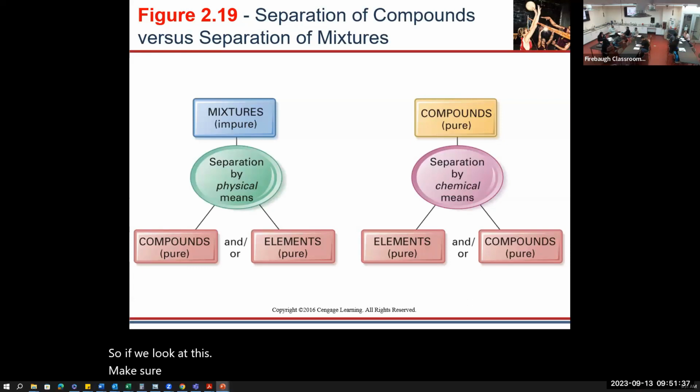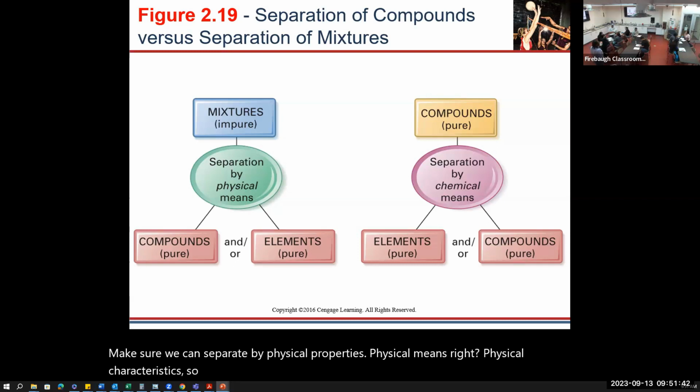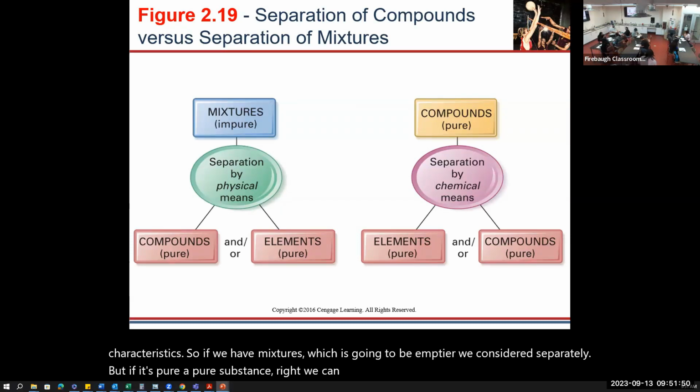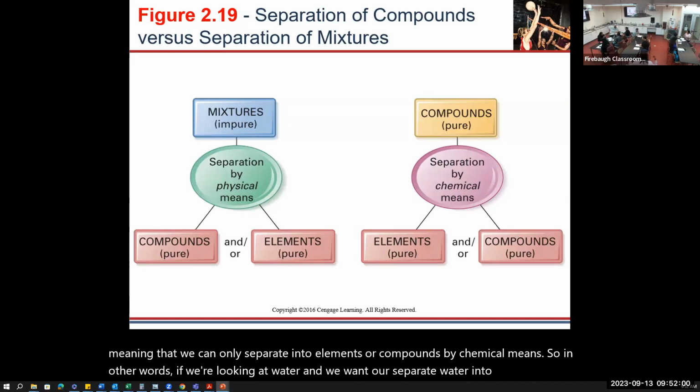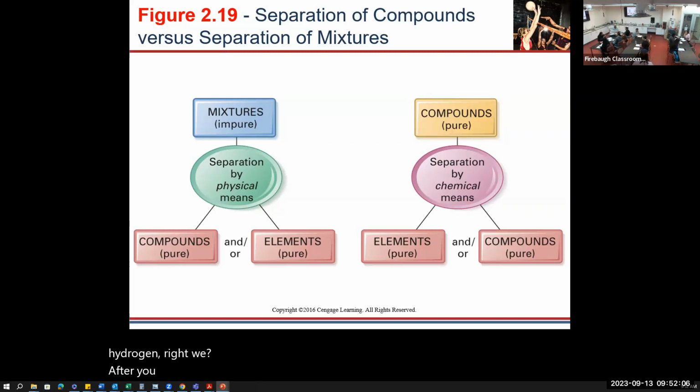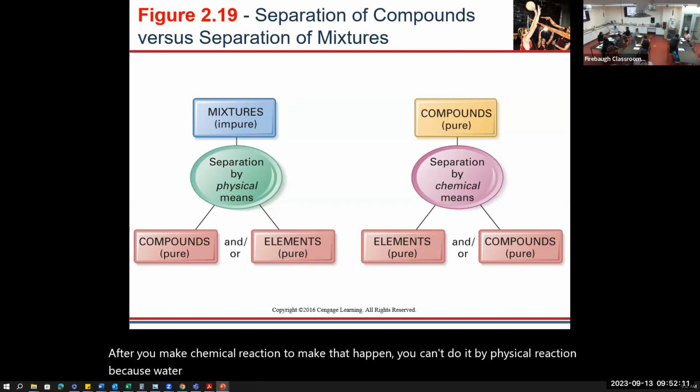Okay, so if we look at this, mixtures we can separate by physical properties, physical characteristics. So if we have mixtures, which is going to be impure, we consider it separate. But if it's a pure substance, we can only separate by chemical means, meaning that we can only separate into elements or compounds by chemical means. So in other words, if we're looking at water, and we want to separate water into oxygen and hydrogen, we have to do a chemical reaction to make that happen. You can't do it by physical means because water, the H2O, is bonded together. So we're going to have to use chemical means to do that separation.